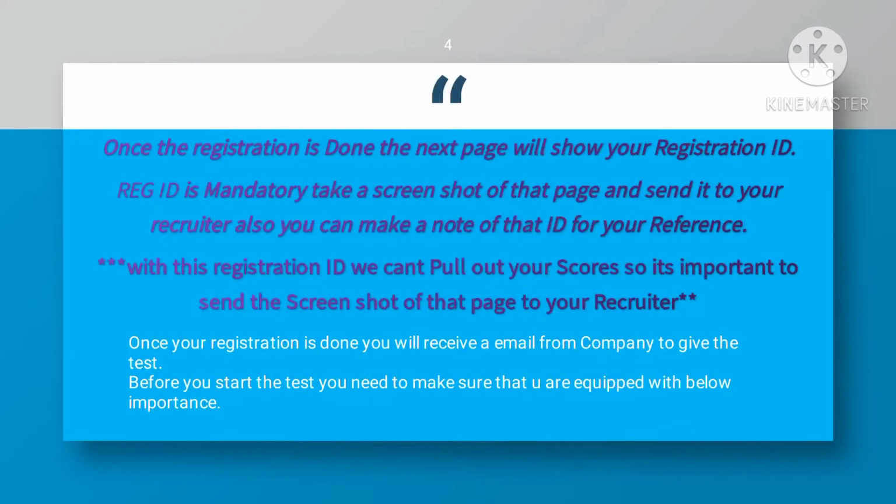ID is mandatory. Take a screenshot of that page and send it to your recruiter. Also, you can make a note of that ID for your reference. Without this registration ID, we can't pull out your scores. So it's important to send the screenshot of that page to your recruiter. Once your registration is done, you will receive an email from the company to give the test.